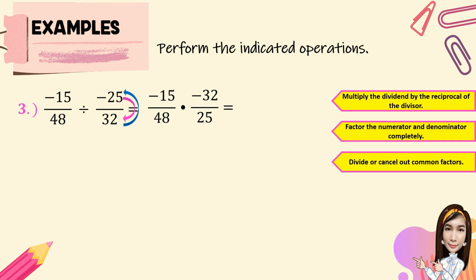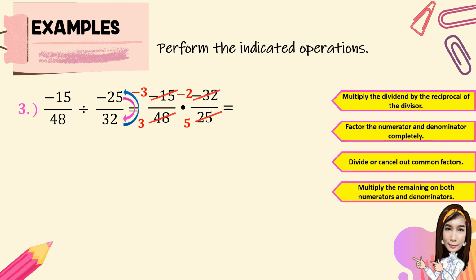So negative 15 and 25 have a greatest common factor, which is 5. So negative 15 divided by 5 is equal to negative 3. 25 divided by 5 is equal to 5. Then negative 32 and 48 have a greatest common factor, which is 16. Negative 32 divided by 16 is equal to negative 2. 48 divided by 16 is equal to 3.